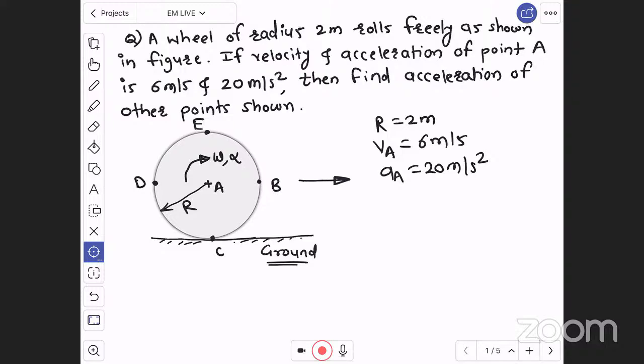Now, finding the acceleration of point B, point C, point D, and point E is the question. Now my dear students, not only 4 points, we can find infinite points. We can find velocity, acceleration, all the analysis for infinite points, right?